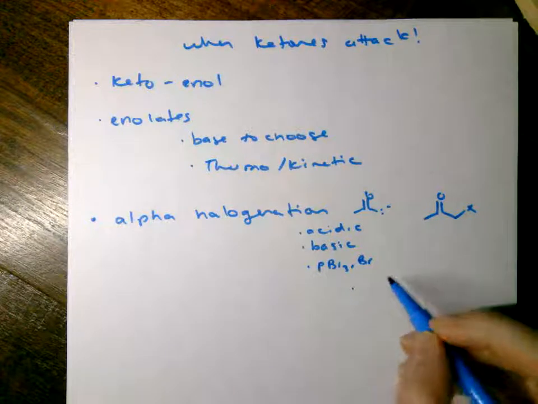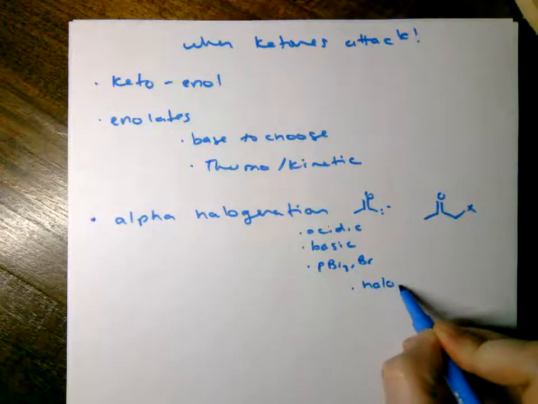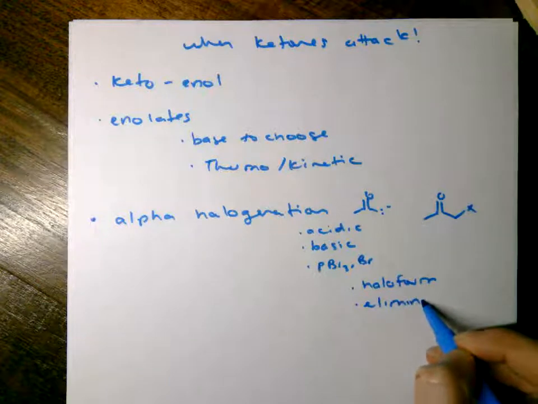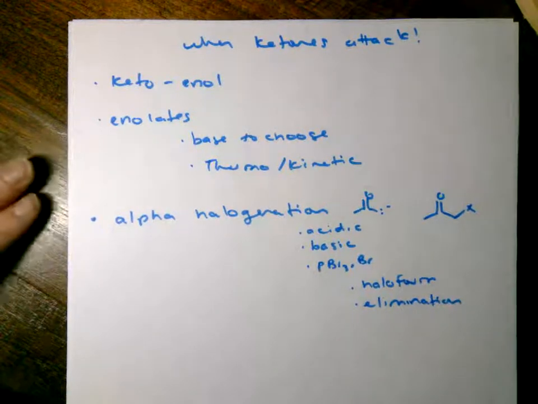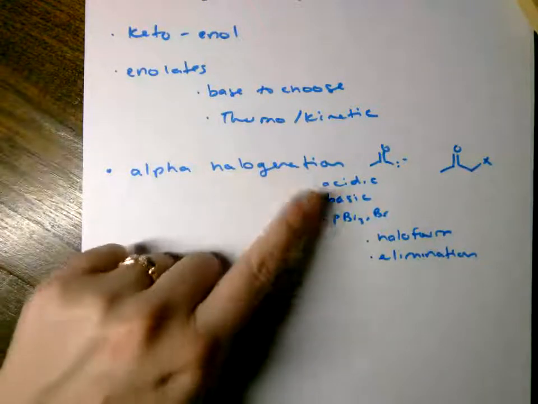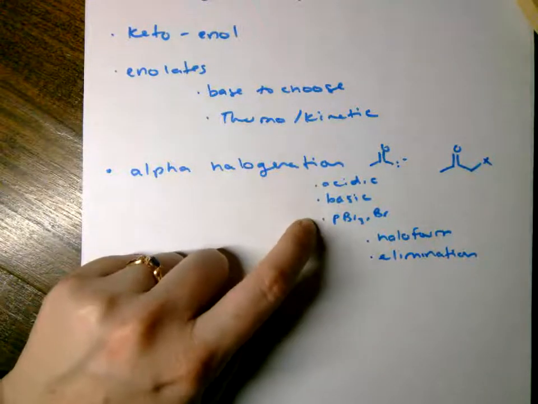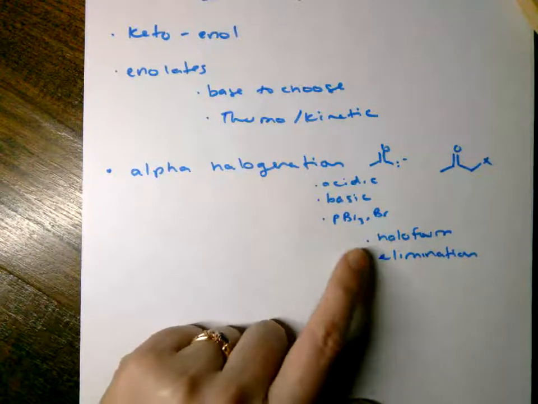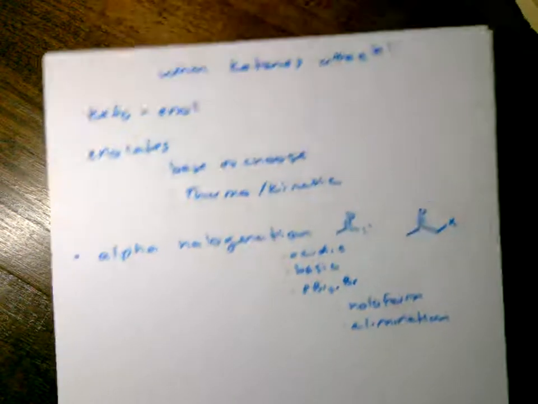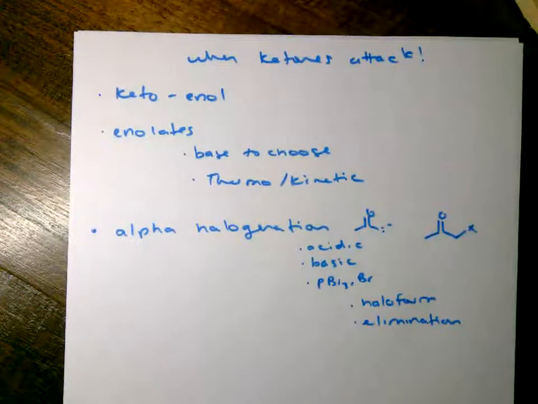Once you've halogenated, two more things can happen. That's a haloform reaction or an elimination reaction. Okay, so that's one class of reactions, is alpha halogenation. You can make it happen three different ways. And then once you've halogenated, oftentimes you'll see a further reaction. And we'll go through these individually, but I'm trying to give you a big overview of this chapter.